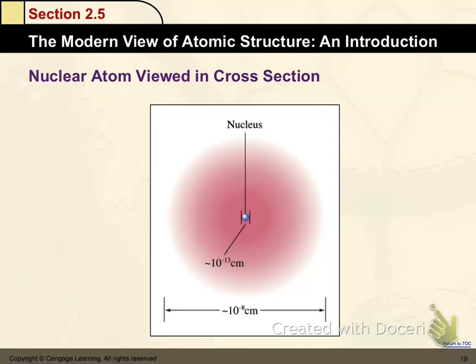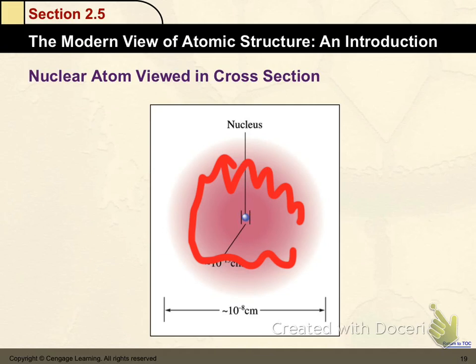We have a nucleus in the center, and we have an electron cloud, and the electrons live in this pink area, this cloud around the nucleus, and they spin around the nucleus at average positions. And it's the electrons that are involved in the bonding of the atoms to make the larger molecules.